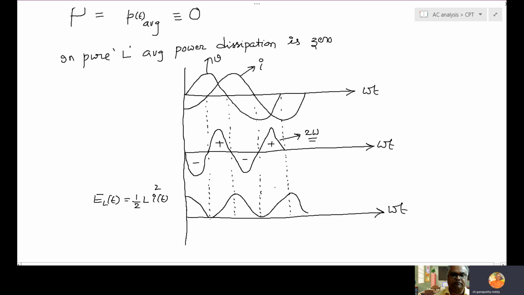What are the changes compared with capacitor? Capacitor leading, here lagging. There frequency double, here also frequency double. There average value 0, here also average value 0. There energy varies sinusoidally, here also energy varies sinusoidally. The basic difference is there power is first positive, negative, positive, negative. Here negative, positive, negative, positive. That is the only difference.